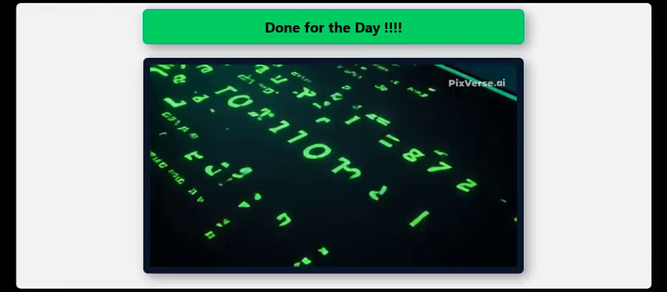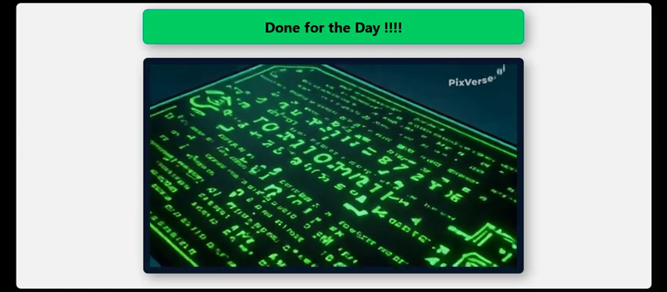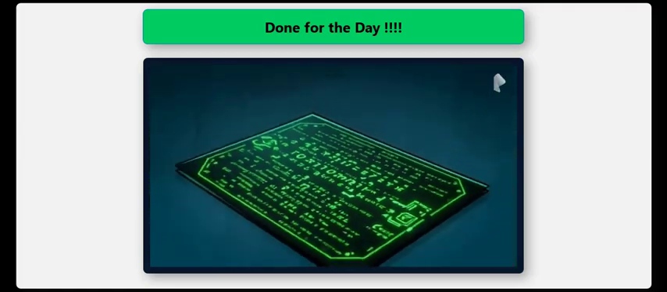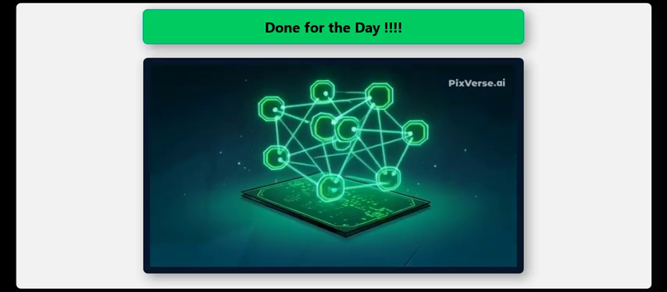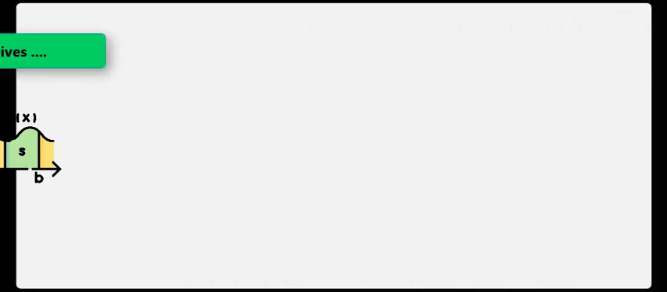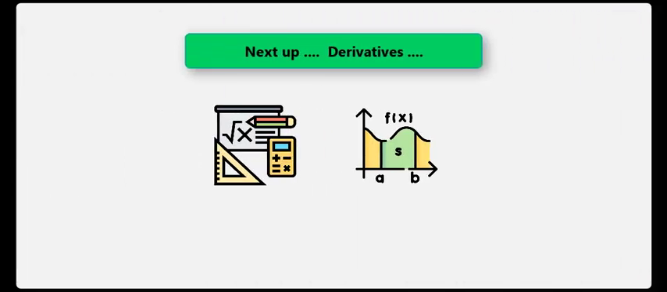Congrats, you have officially graduated the Matrix Academy. You now understand matrix dimensions, multiplication, transposition, the core tools you need to build a neural network from scratch. Next up, we'll learn about derivatives. Buckle up, it's gonna get computational now.